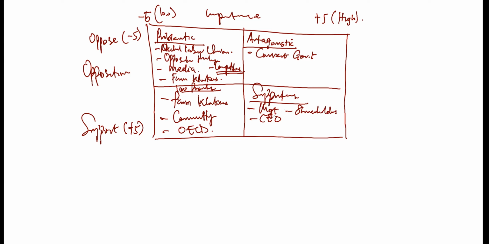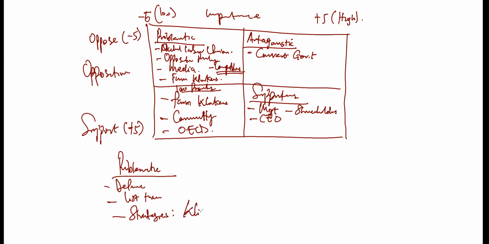And once this has panned out for you, you are now going to suggest what? Take them one by one, right? So when we take problematic stakeholders, I know you know how to deal with them, right? First you identify and define who they are. The next step is you list them, right? You remember? Then now you suggest strategies. So for the problematic, how do we try to deal with them? We try to win their support.